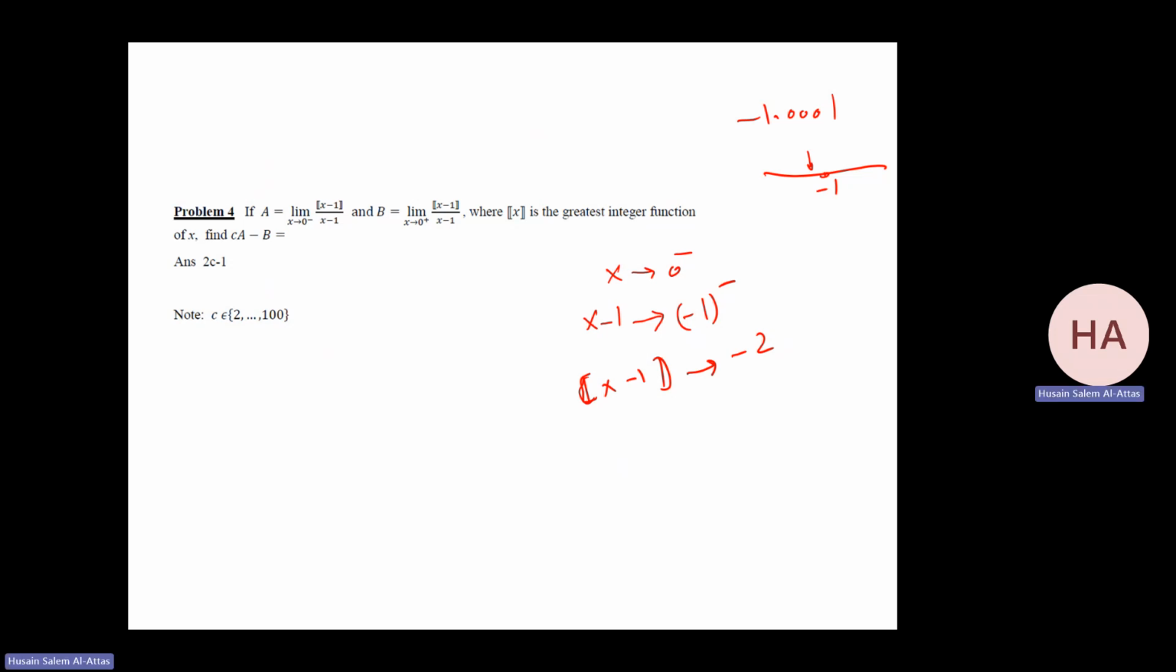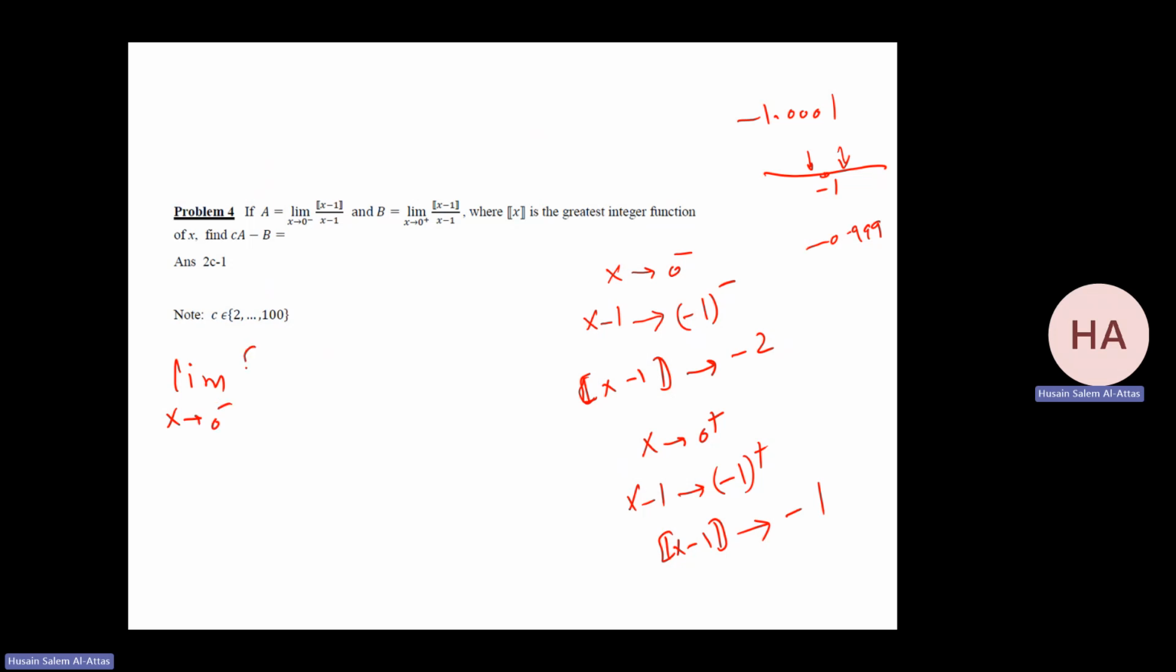Okay. Now, x goes to 0 from right. So it will happen x minus 1. I'm talking about 0.001. Subtract 1, you get minus 1, but from right. So I am taking minus 0.9999. So the greatest integer goes to what? Minus 1. That goes to minus 1. Okay, so now let's apply to this one.